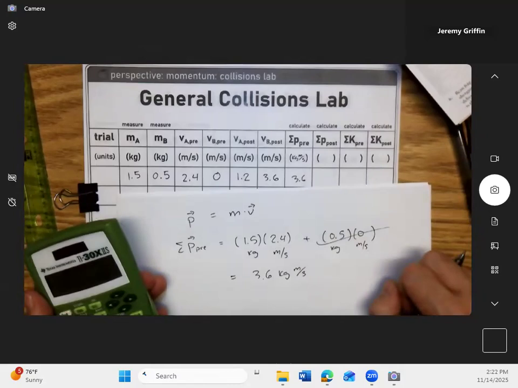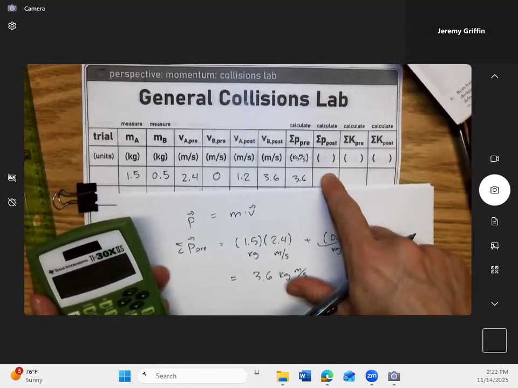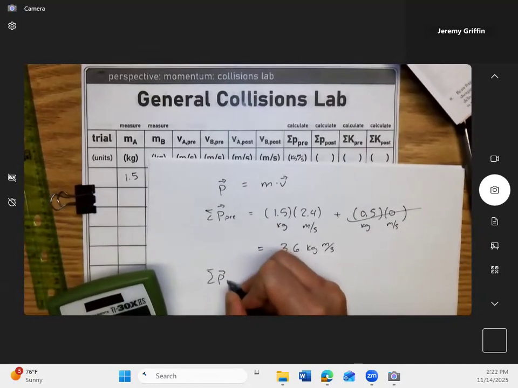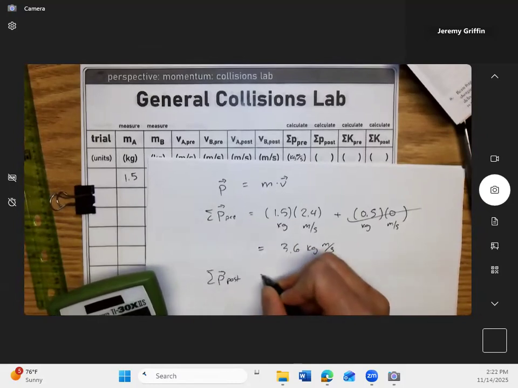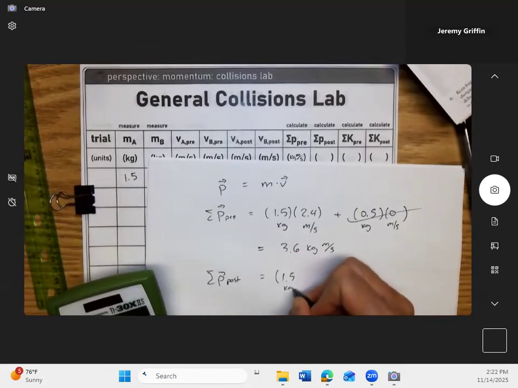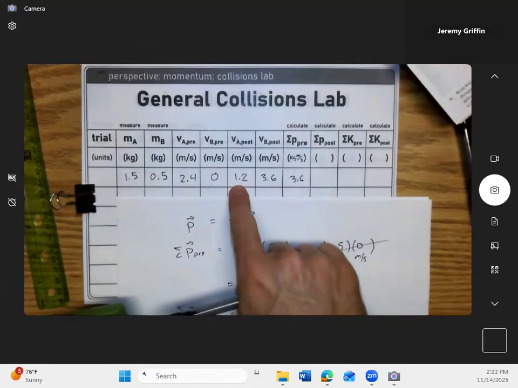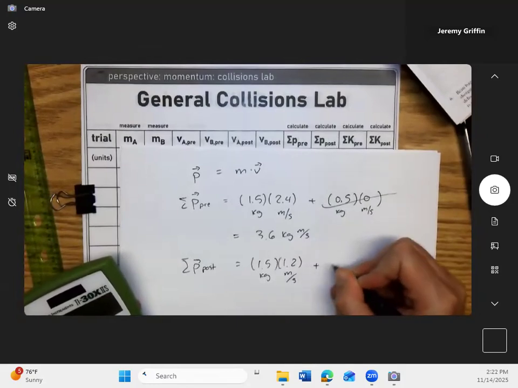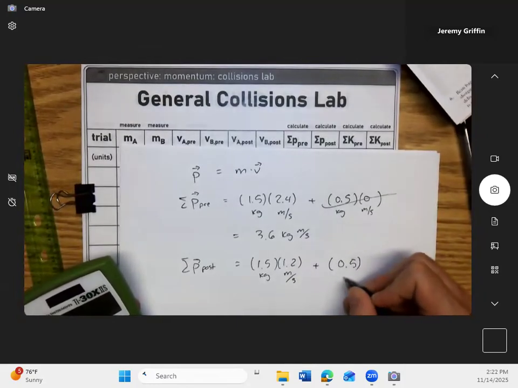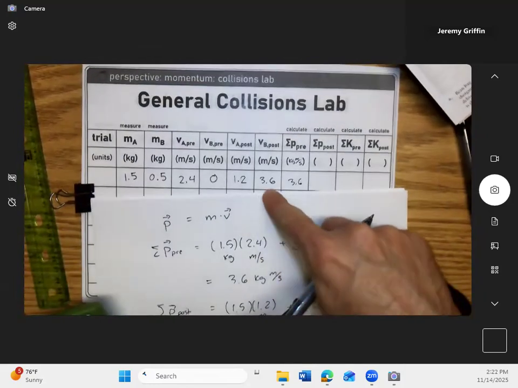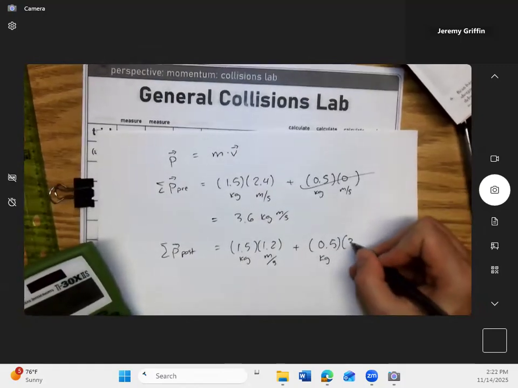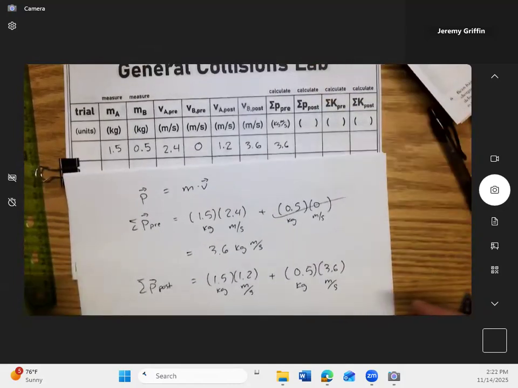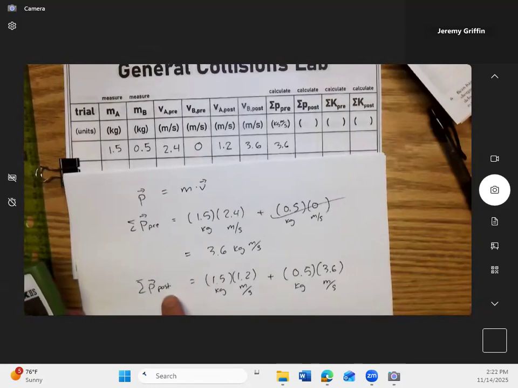Now, after the collision, I can do something similar. Sum of momentum post-collision. It's still 1.5 kilogram mass on mass A, but now mass A is only going 1.2 meters per second. Plus my other cart was 0.5 kilograms, and this one actually is moving, at 3.6 meters per second. Do you see where I'm getting all these numbers from, how it's all feeding into these equations? So I'm figuring out the sum of momentum post-collision.